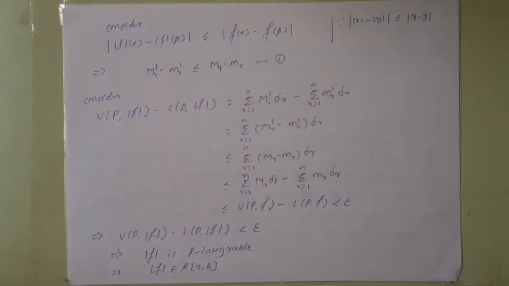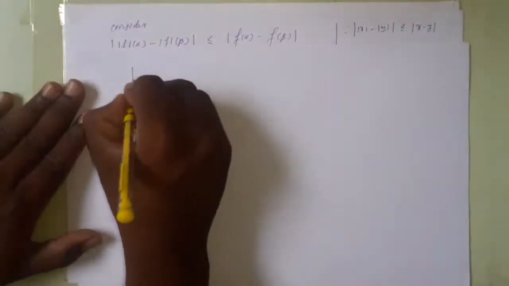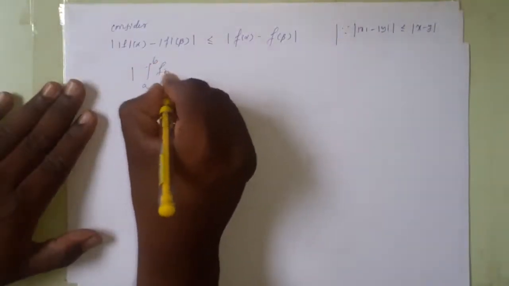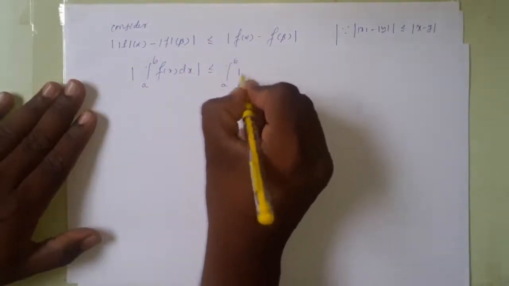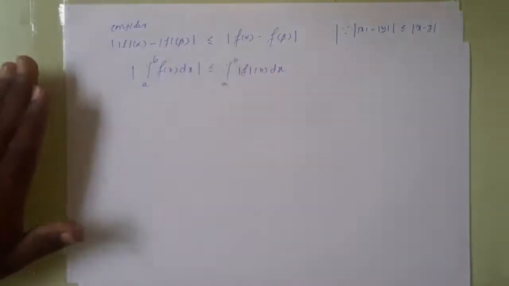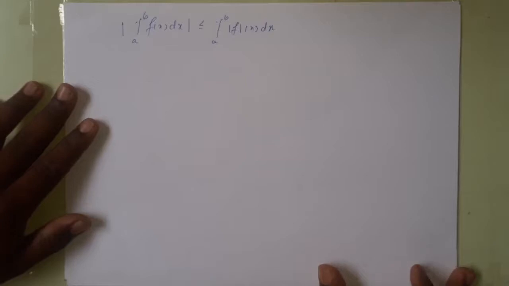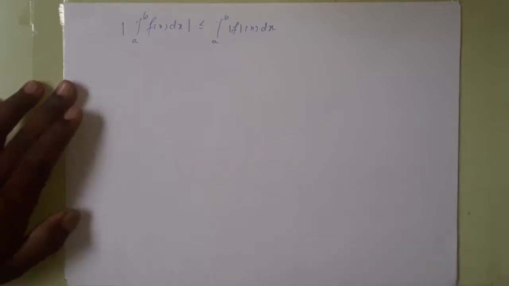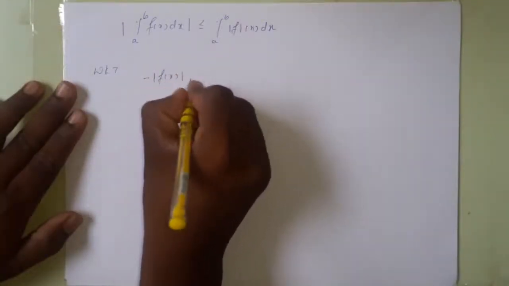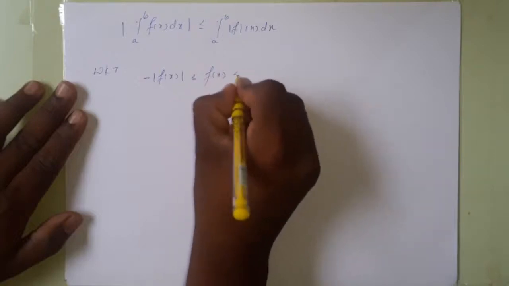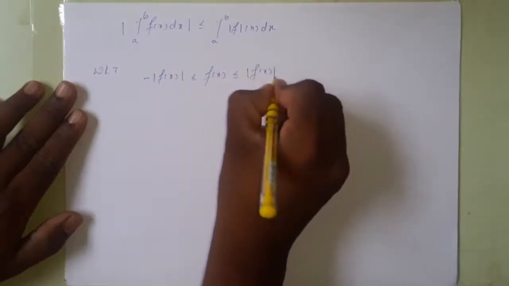So therefore, here we have completed half of the given property, and next we need to prove that modulus of integration over a to b f of x dx is less than or equal to integration over a to b mod f of x dx. This one we need to prove. Now we know that minus of mod f of x is less than or equal to f of x less than or equal to mod f of x.